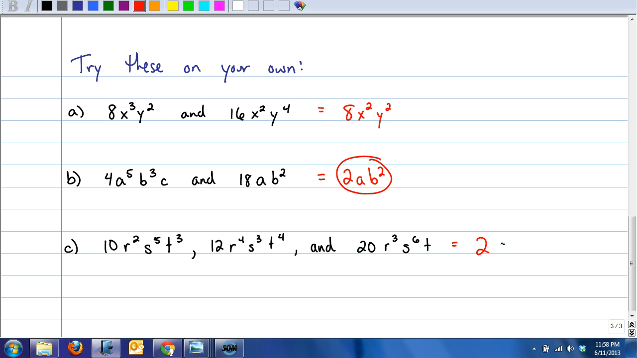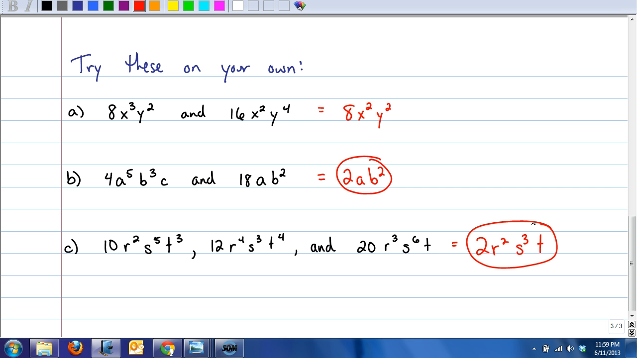Now let's look at your variables. The first one has an r squared, the second one is r to the 4th, the last one is r cubed. The largest one that all 3 have in common would be the r squared. Looking at the s's, here we have s to the 5th, s cubed, and s to the 6th. The largest s that they all have in common is s cubed. And lastly, with the t's, we have t cubed, t to the 4th, and t. The largest t that they have in common is just a plain old t. So the greatest common factor that you should have gotten would be the 2r squared s cubed times t.